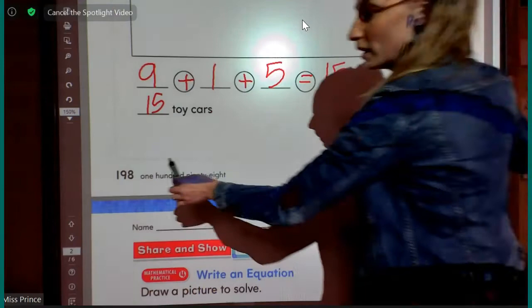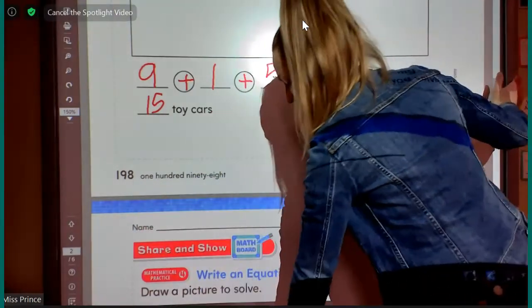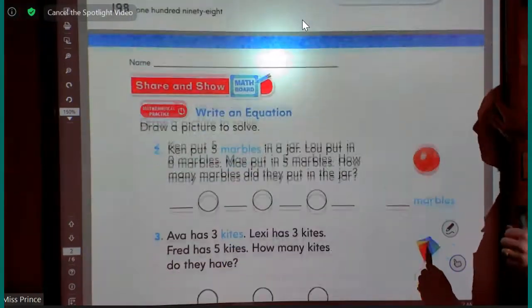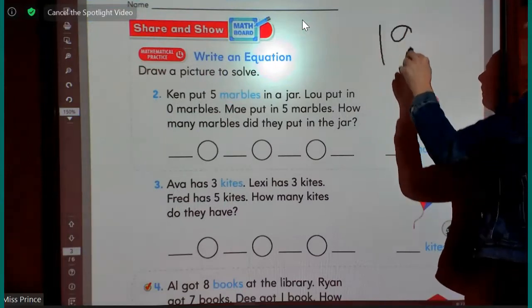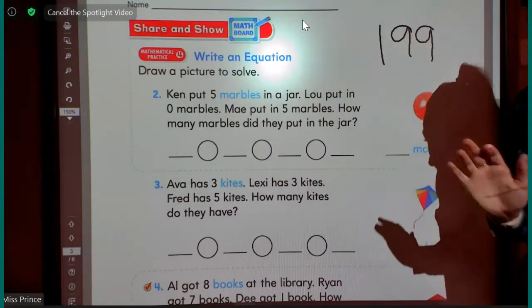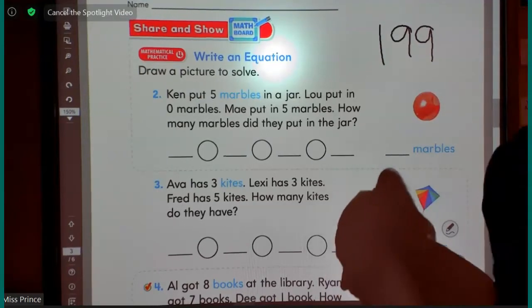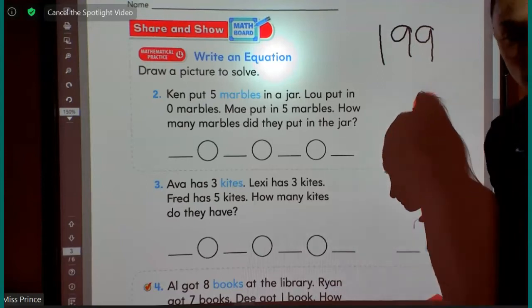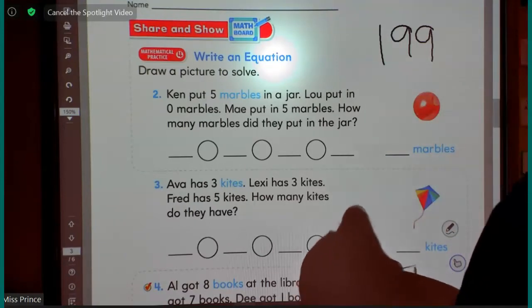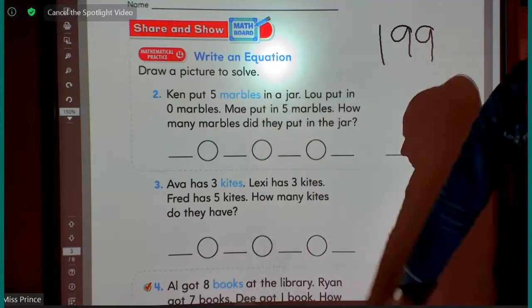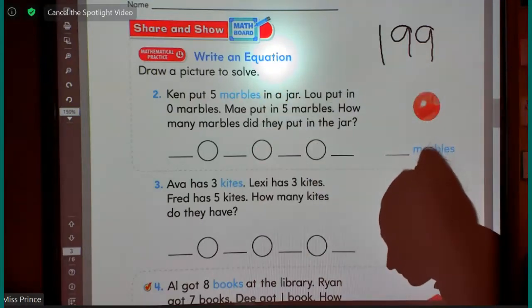That was page 198. Now we are on page 199. Good job, Nancy. Thank you, Miss Prince. You're welcome. All right, Kieran, you are my next helper. Kieran, can you let me know when you're ready on this page? Yeah, I'm on this page.